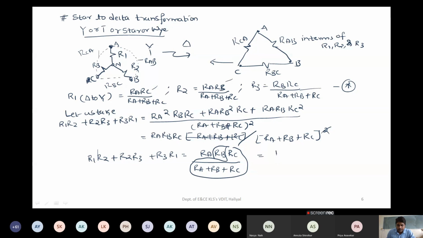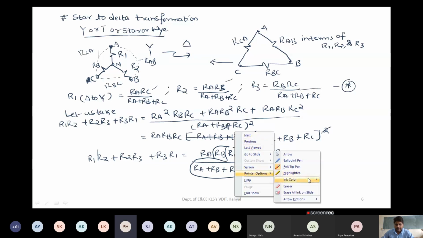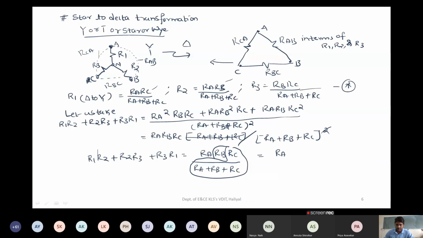So this will be RA multiplied by RB divided by RB into RC divided by RA RB RC. It is the same as this equation. So what we have is this R3, right? Both are the same. So now I can write it here as R3. So this is our term.